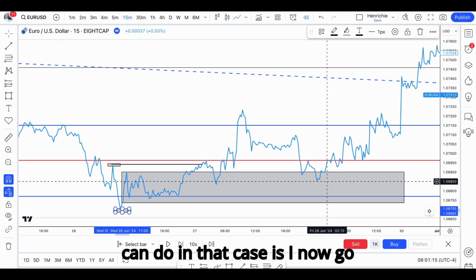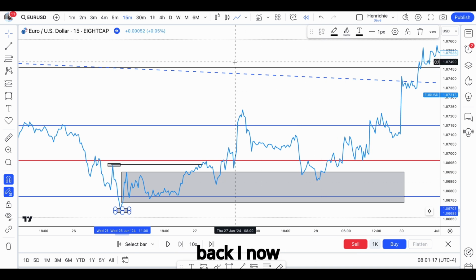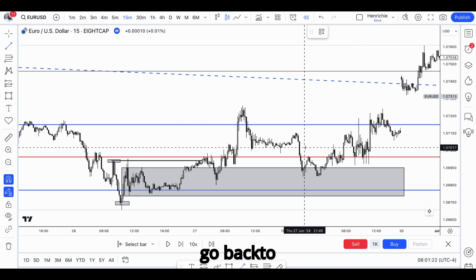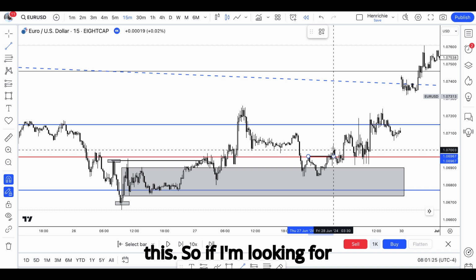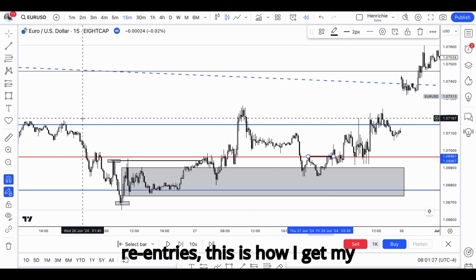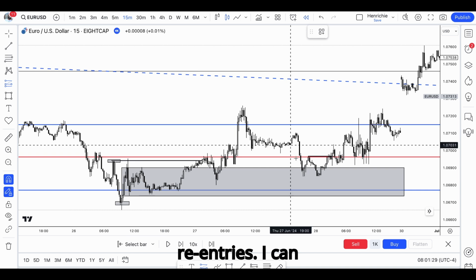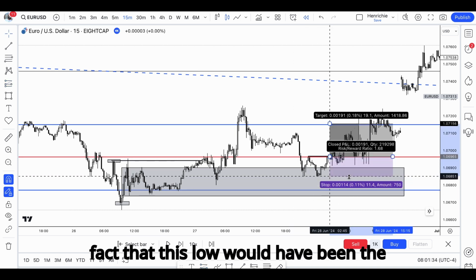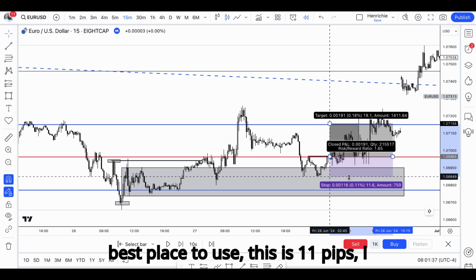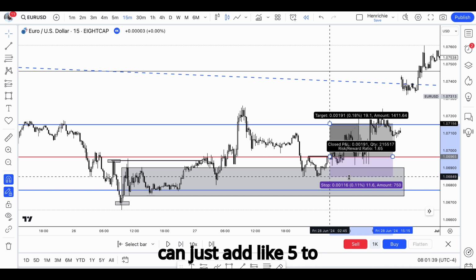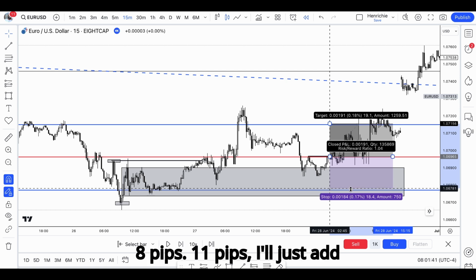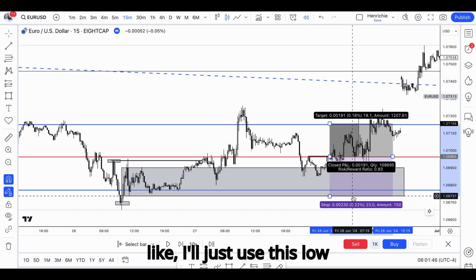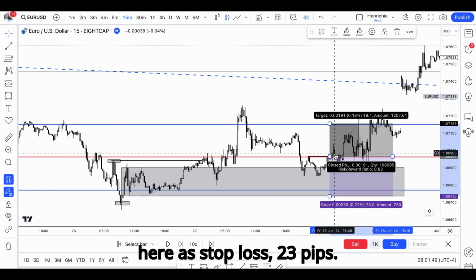So what I can do in that case is I now go back to this. If I'm looking for re-entries, this is how I get my re-entries. I can use the high. Despite the fact that this low would have been the best place to use, this is 11 pips, I can just add like 5 to 8 pips. 11 pips, I'll just use this low here as stop loss, 23 pips.